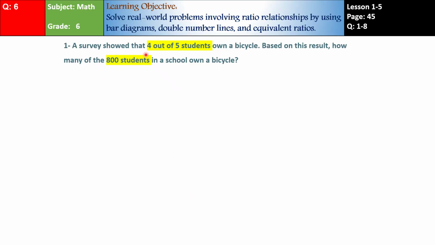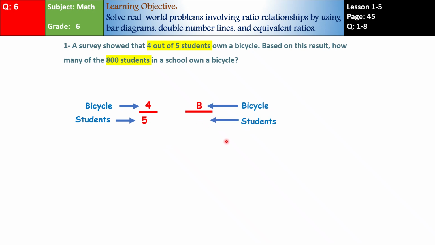A school survey showed that 4 out of 5 students own a bicycle. Based on this result, how many of the 800 students in a school own a bicycle? So we have 4 out of 5. Now how many bicycles will be there?